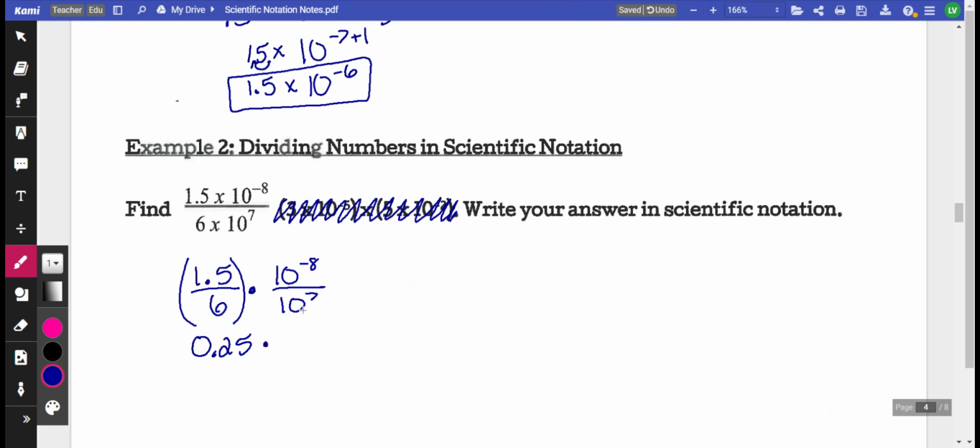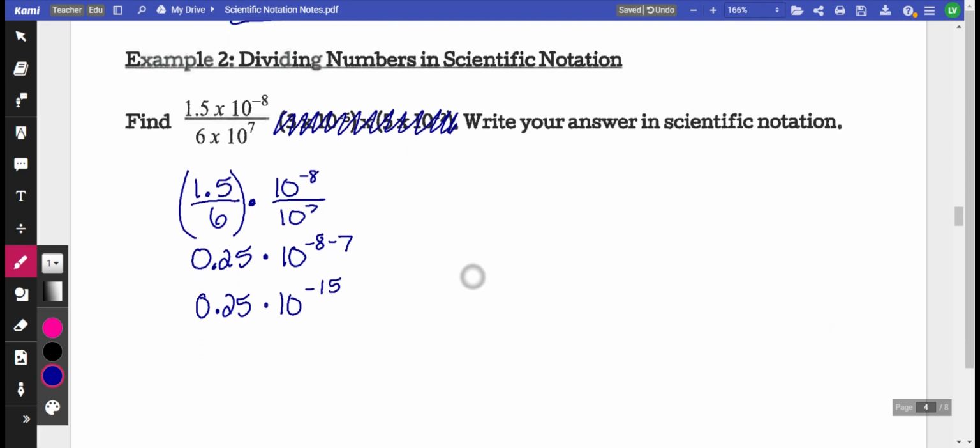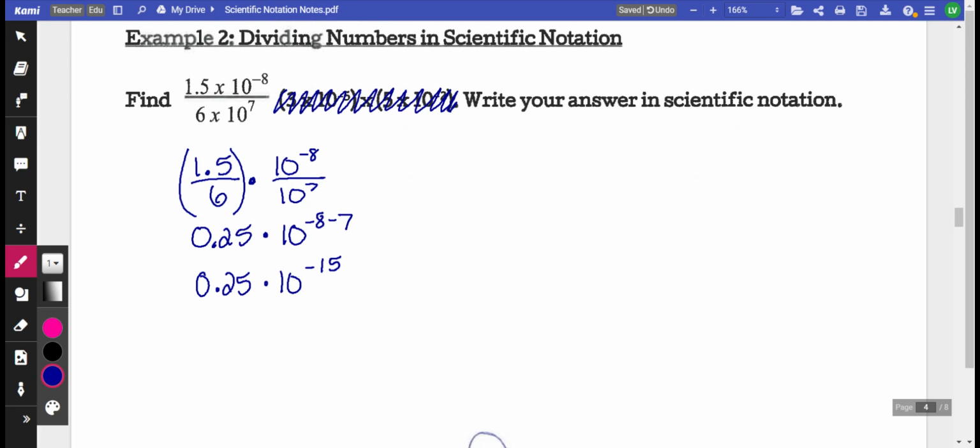10 to the negative 8th divided by 10 to the 7th, I need to subtract those exponents. That is because I am dividing my bases. So that's 10 to the negative 15th power. So I'm going to bring down this 25/100 times 10 to the negative 15th. Now you might be looking at this and saying, wait, that's not our final answer because your factor is not between 1 and 10. And you are correct.